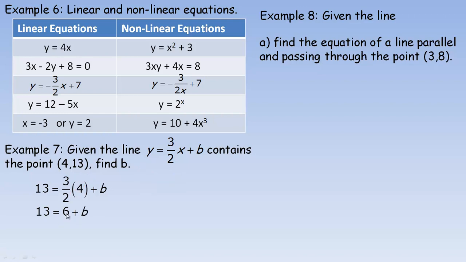So that works out to 6. To isolate for b, I would take the 6 over and subtract it from the 13, which gives me a y-intercept of 7. So that's the value for b.